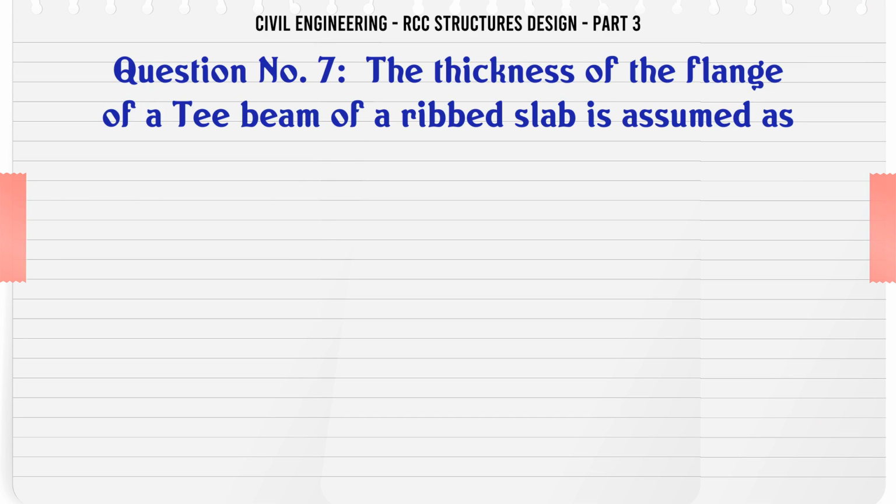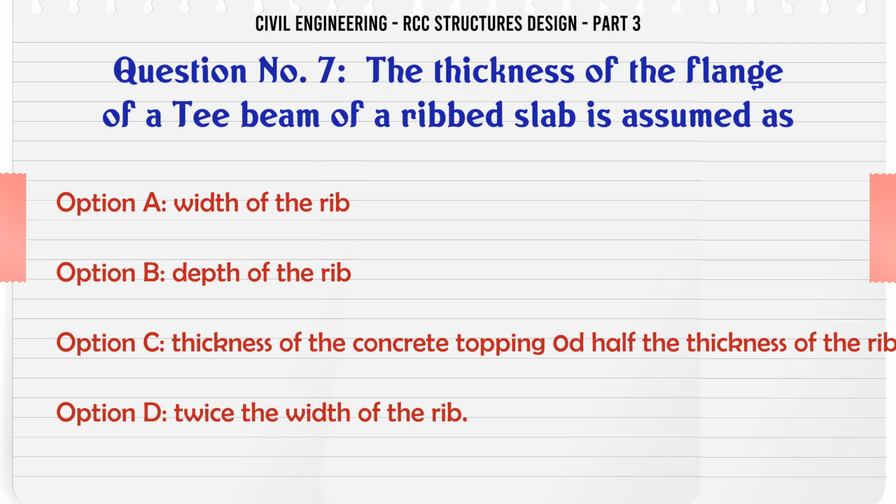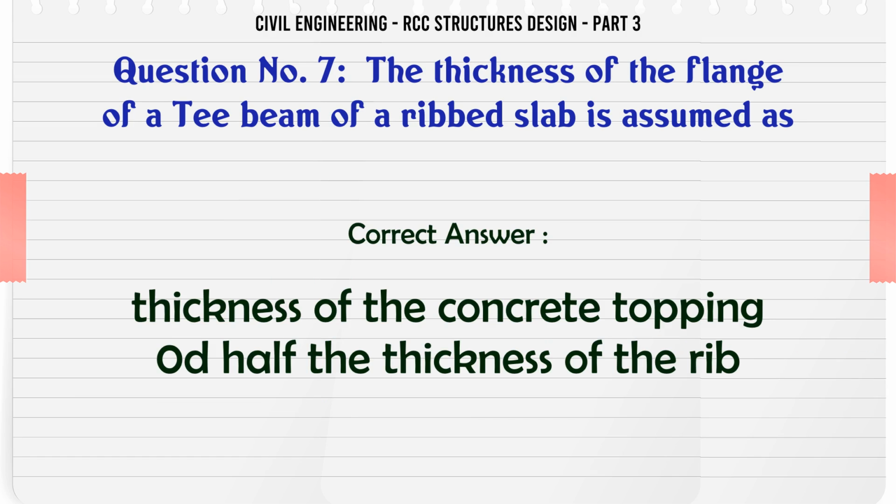The thickness of the flange of a T-beam of a ribbed slab is assumed as: A, width of the rib; B, depth of the rib; C, thickness of the concrete topping or half the thickness of the rib; D, twice the width of the rib. The correct answer is thickness of the concrete topping or half the thickness of the rib.